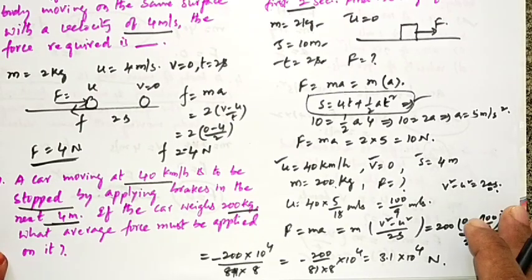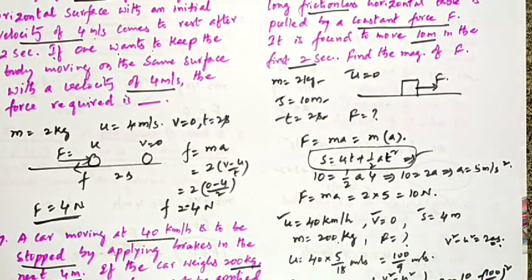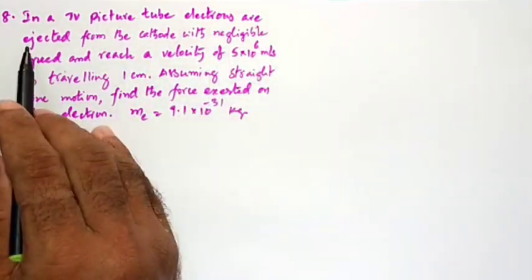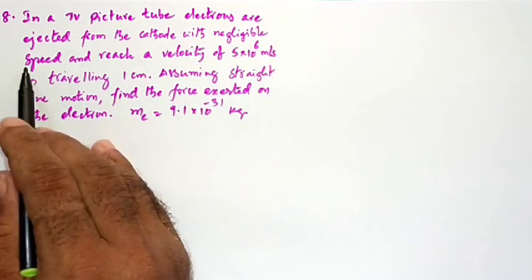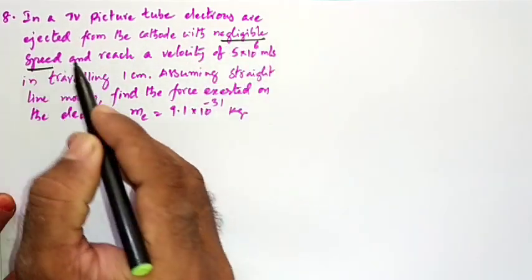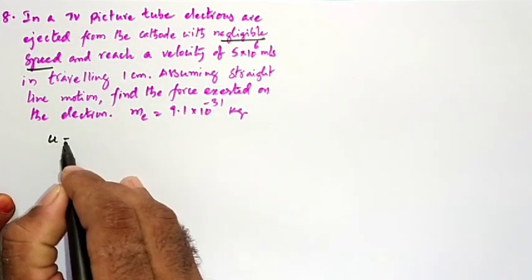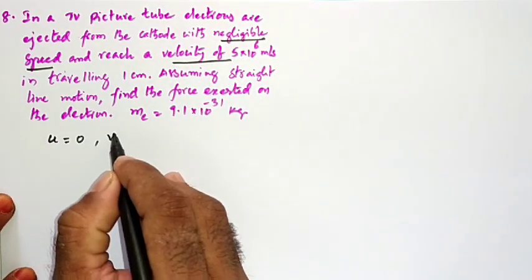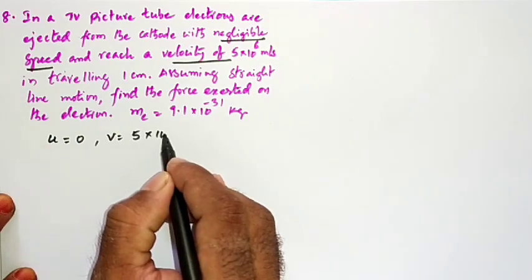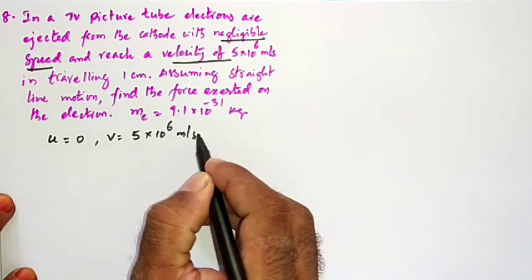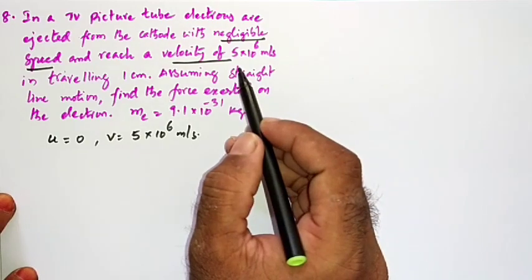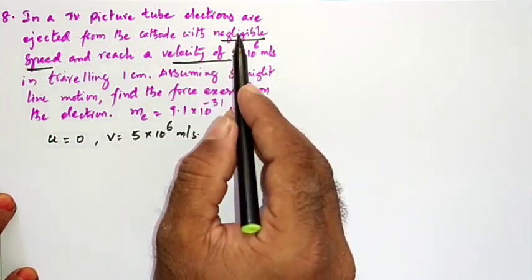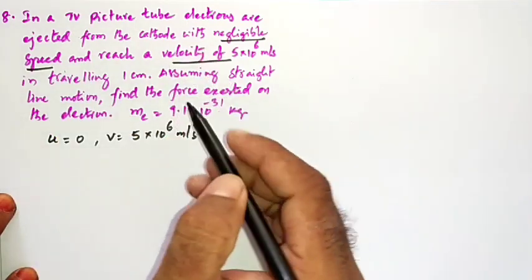Clear? Right. Next, another problem. See this question. In a TV picture tube, electrons are ejected from the cathode with a negligible speed. So let us take initial velocity as 0, and they reach a velocity of 5 into 10 power 6 meters per second. I am concentrating on what is given. The TV picture doesn't matter. What matters is the given data, which we need to find out first.